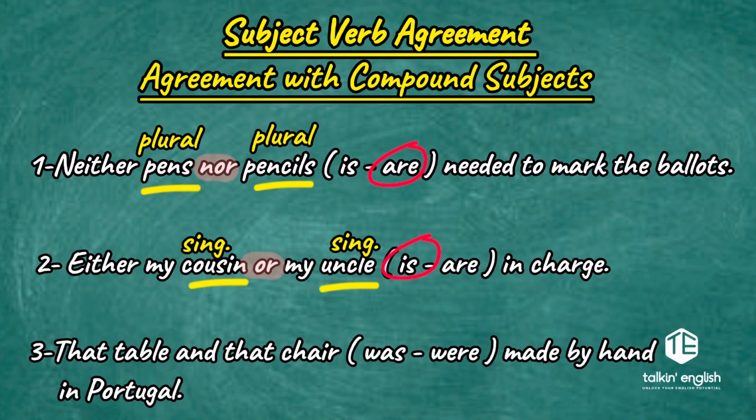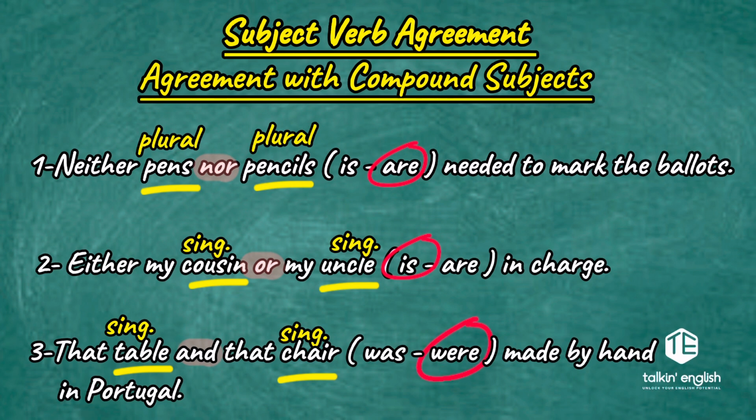The table and this chair was or were made by hand in Portugal. As you can see here, the subject here is the word table and the word chair. And in the middle, I have the conjunction and. Ask yourself now, what is the number of these subjects? The number of these subjects is singular. Table is singular and chair is singular. A very important question you need to ask yourself here. The table and the chair name the same thing or name different things? They're different things. This means I have to choose a plural verb. The plural verb that should be used here is the word were.